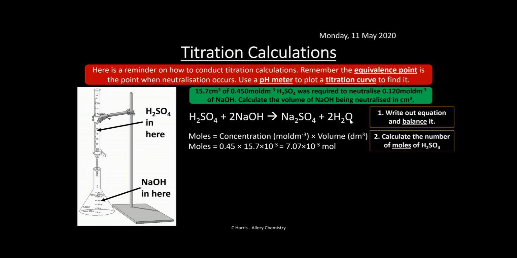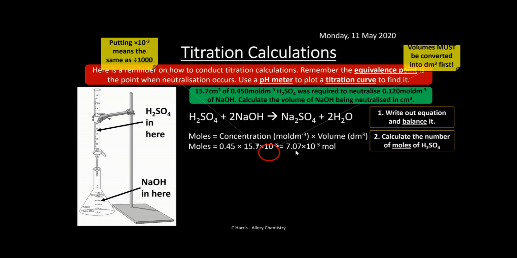I always use saying, if you've seen my videos before, if in doubt, work out the moles. So in this case, we're going to work out the moles, and the reason why is if you know the moles, you can work out pretty much anything from that. So the moles of sulfuric acid is concentration times volume, if you remember that from year 1. So moles is 7.07 times 10 to the minus 3. That's how many moles of sulfuric acid we have.